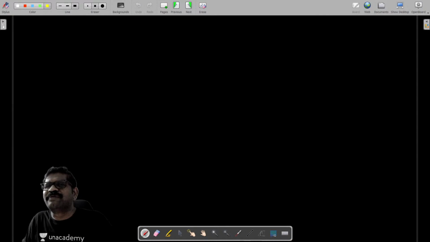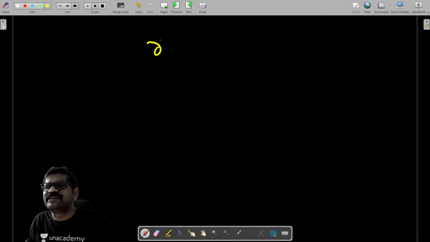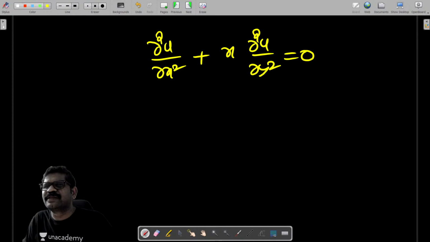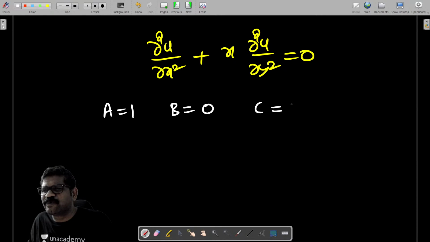If you compare the given differential equation with the standard form, the given partial differential equation is del square u by del x square plus x into del square u by del y square equal to 0. If you compare this equation with standard form, A is equal to 1, B is equal to 0, C is equal to x.